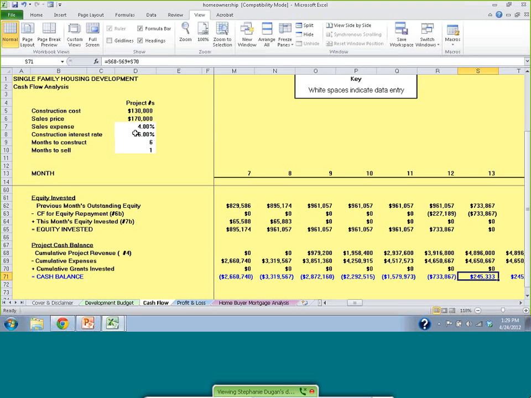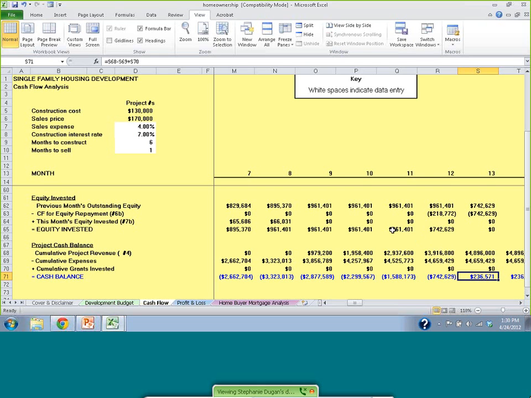Let's make a change to the construction interest rate. Let's say we've got a floating interest rate, and the interest rate goes up before we have a chance to start our project, and that rate changes to 7%. We can see again our profit went down by about $9,000, from $245,000 to $236,000. So we can see what an increase in the interest rate would be.